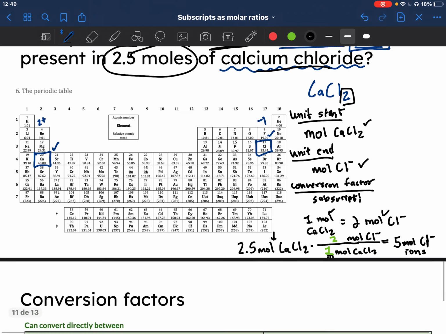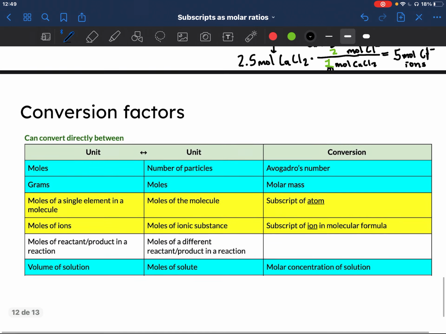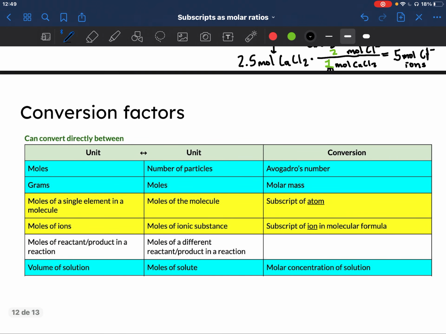All right. This gives us a couple more conversion factors to add to our overall document. We've done Avogadro's number, we've done molar mass, we've done molar concentration. We now see that subscripts can relate the moles of a single element in a molecule to the moles of the molecule, or moles of an ion to the moles of an ionic substance. So this could be a single ion like chlorine, or it could be a polyatomic ion like nitrate.